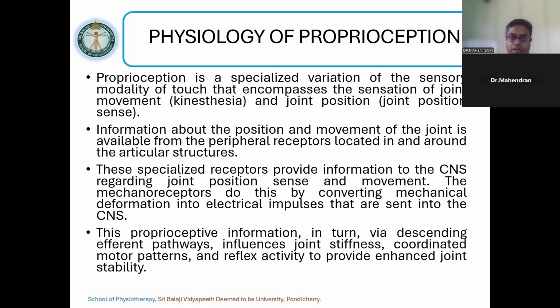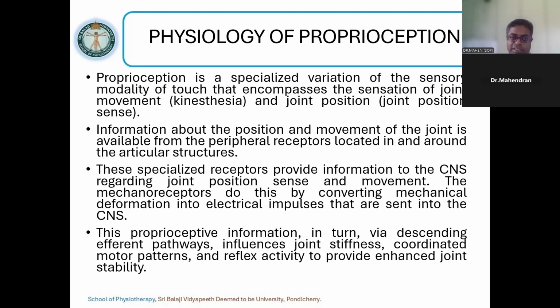Okay. Let's see the physiology of proprioception. So, proprioception is one type of receptor. Proprioception is a specialized variation of the sensory modality of touch that encompasses the sensation of joint movement and joint position. So there are two senses being perceived. One is the joint position, the various positions of the joint, and also the movement. Okay, in any direction, the movement being performed is sensed by the proprioceptor.